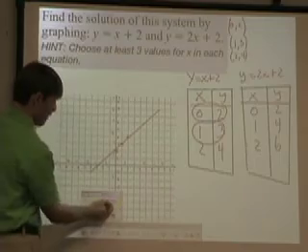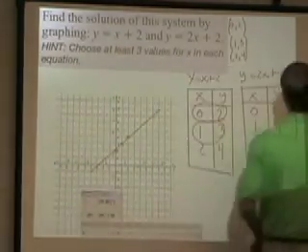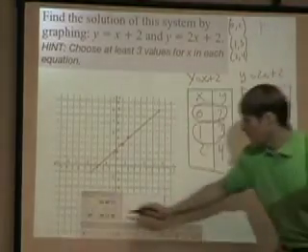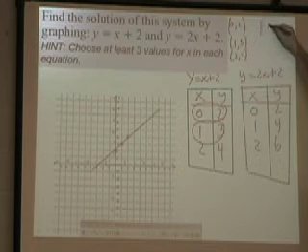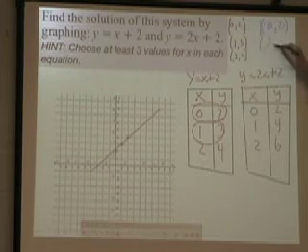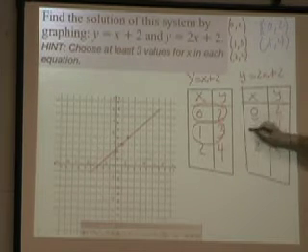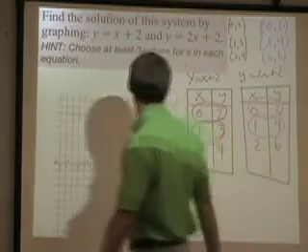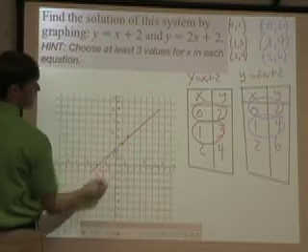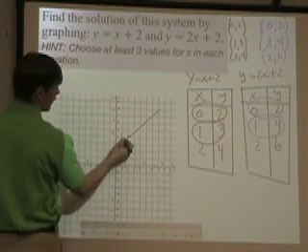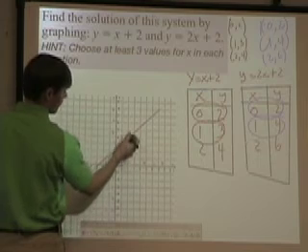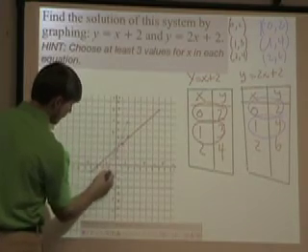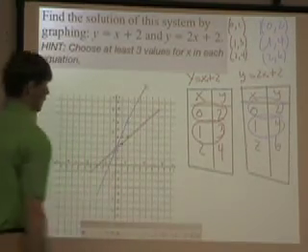Now my second job is to take these and put them in ordered pairs. So I've got (0, 2), (1, 4), and the last one is (2, 6). (1, 4) is there, (0, 2) is there. So now I've got to graph those. (0, 2) is also right there. (1, 4) is right there. And (2, 6) is right there. So I've got to connect them and extend them on.